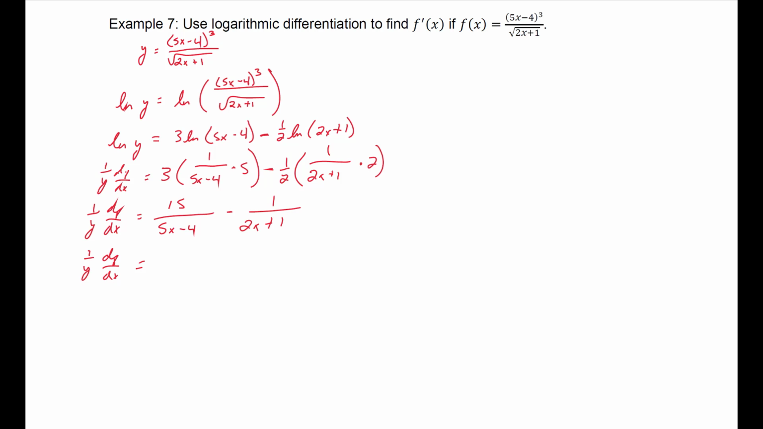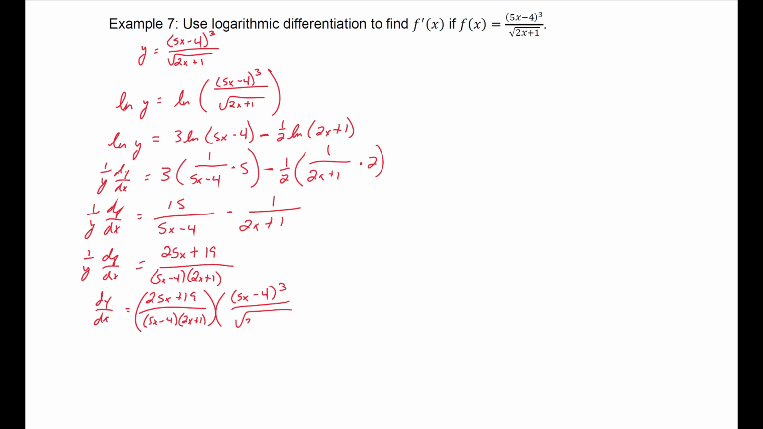equals 25x plus 19 over (5x minus 4)(2x plus 1). And so now we want to multiply both sides by y to get dy/dx by itself. So dy/dx is this 25x plus 19 over (5x minus 4)(2x plus 1), all of that times our y, which we said was (5x minus 4) to the third power over the square root of 2x plus 1.